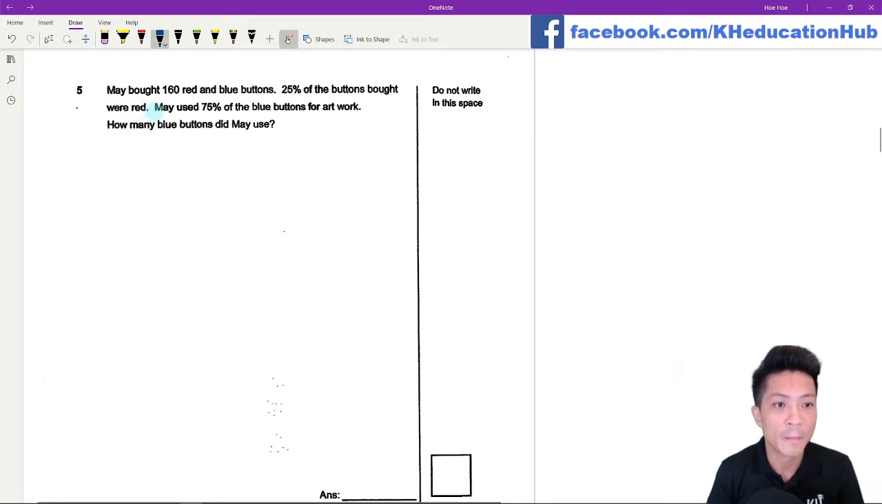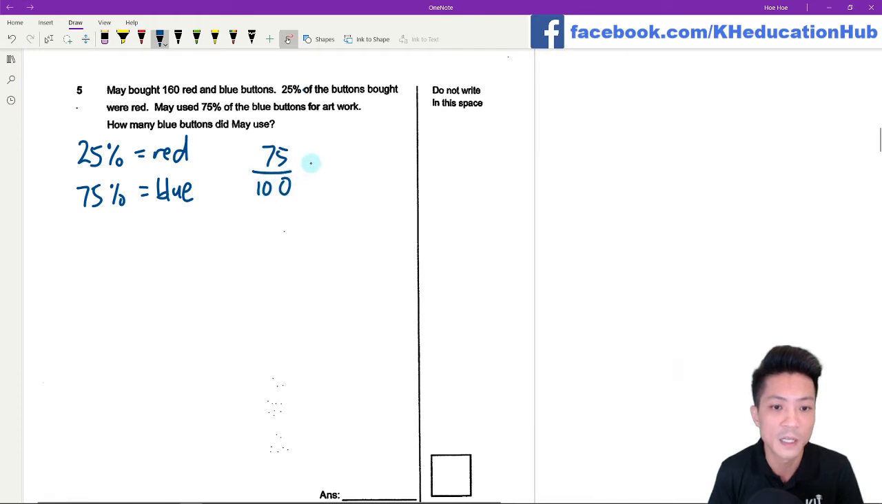Question 5. May bought 160 red and blue buttons. 25% of the buttons bought were red. May used 75% of the blue buttons for artwork. How many blue buttons did May use? Okay, the first thing that we need to find will be how many blue buttons are there, right? So if 25% are red buttons, that means blue buttons are 75%.